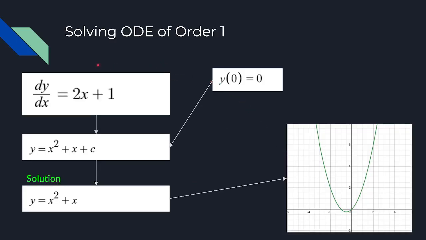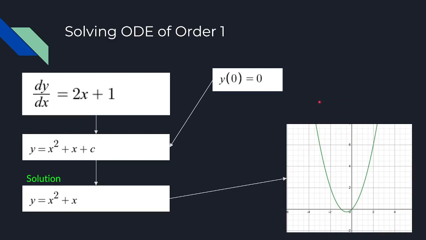Alright, so we'll first try to solve an ordinary differential equation of order 1. This is the equation we'll try to solve, and this is the condition that is given. dy/dx = 2x + 1. If we try to solve this using conventional methods, we'll use the variable separable method, take dx to this side and integrate, and this is what we'll get: y = x² + x + c, where c is any constant. If we put this condition in, we will get the solution y = x² + x, and this is the graph that we will get.